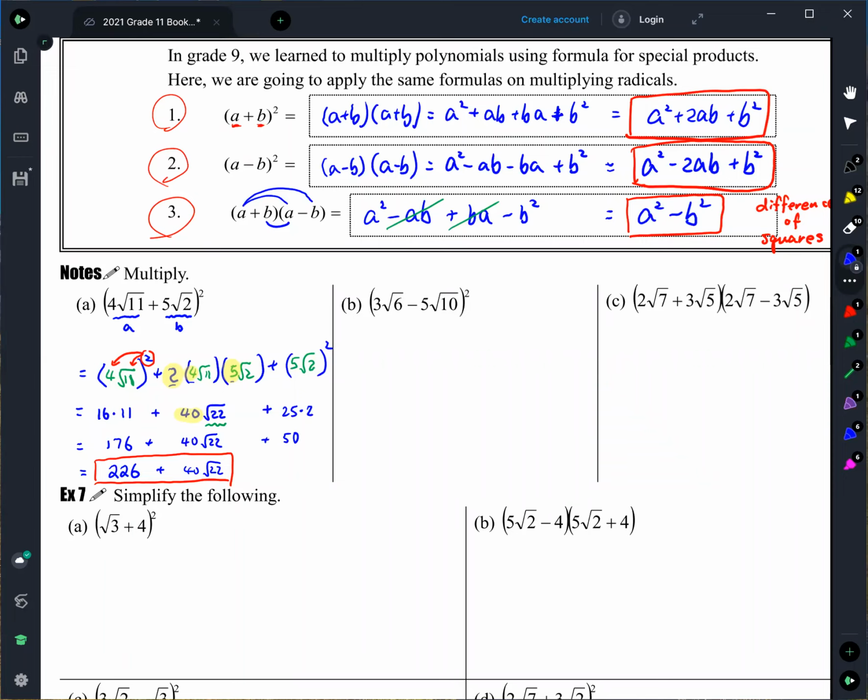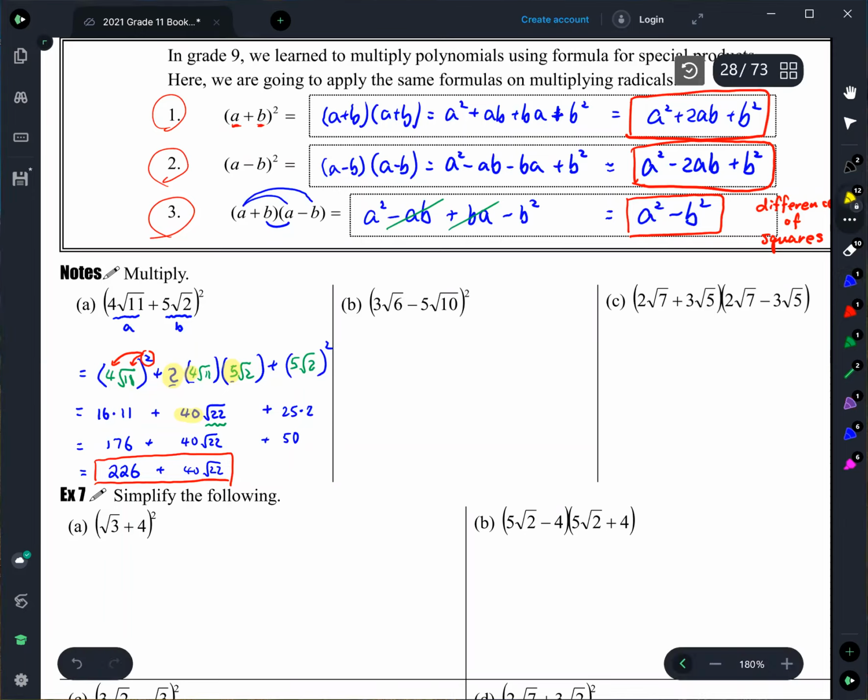So just like the adding, the first one, this time we have subtracting. If you look at the formula, for the second one, the only difference is the minus 2ab instead of plus 2ab. So all the steps are the same. a squared minus 2ab plus b squared.